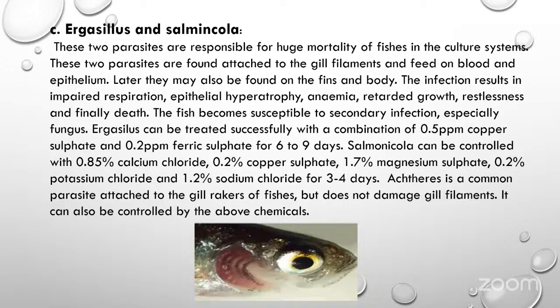The infection results in impaired respiration, epithelial hypertrophy, anemia, retarded growth, restlessness, and finally, death. The fish becomes susceptible to secondary infection, especially fungus. Ergasilus can be treated successfully with a combination of 0.5 ppm copper sulfate and 0.2 ppm ferric sulfate for 6 to 9 days.